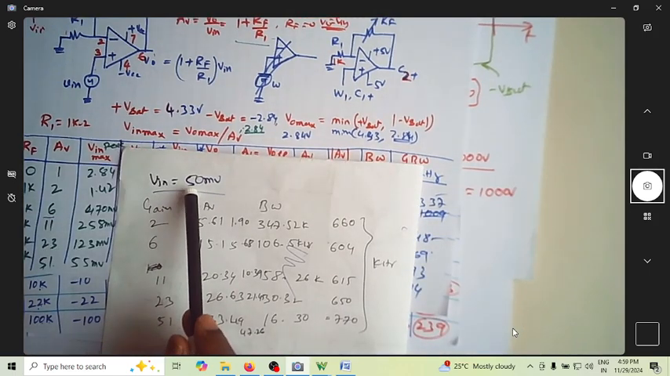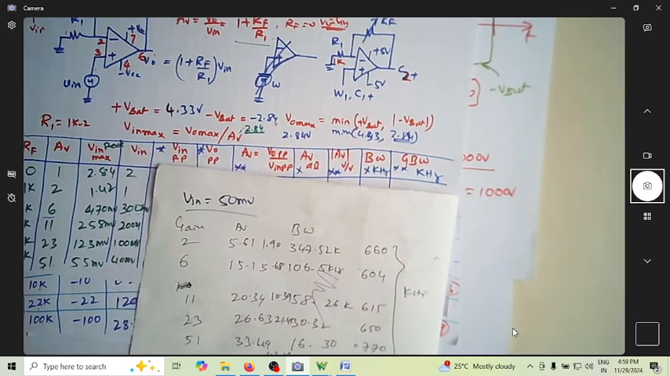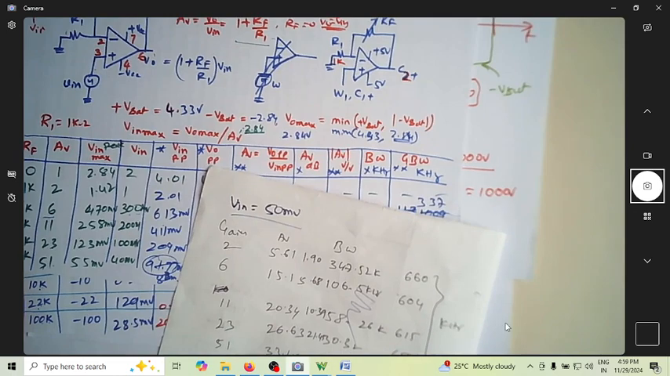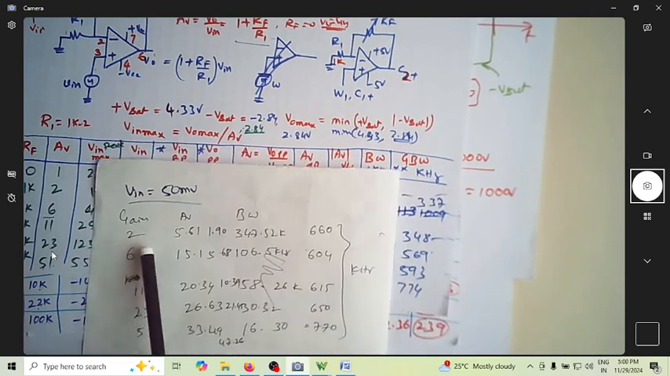When the input amplitude is small, there is no harm of the output having clipping, because even for the last reading, for a gain of 51, we need an input of less than 55 millivolts. That's why I selected 50 millivolts. So this caters for all the gains from 1 to 51, with gain going from 2 to 51. This is the observation I have made.